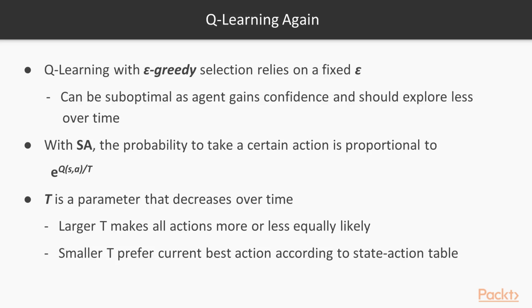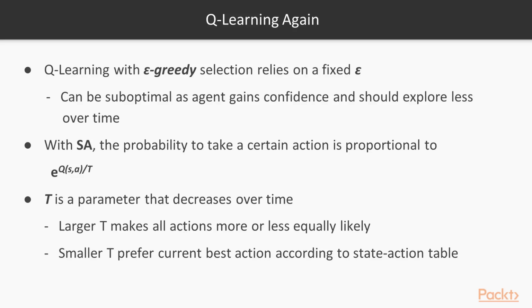The issue with Q-learning is that you use an epsilon greedy selection approach which relies on a fixed value of epsilon. However, this might not be beneficial or optimal as the learning agent gains confidence in its state action function and should therefore do less exploration over time, implying that an epsilon value that increases over time might be more appropriate.